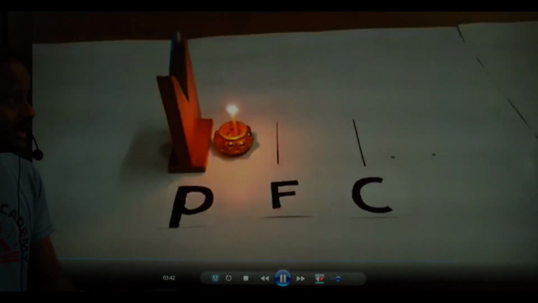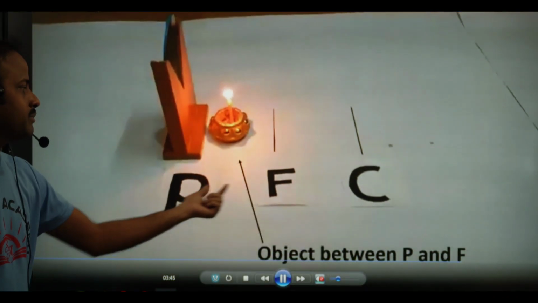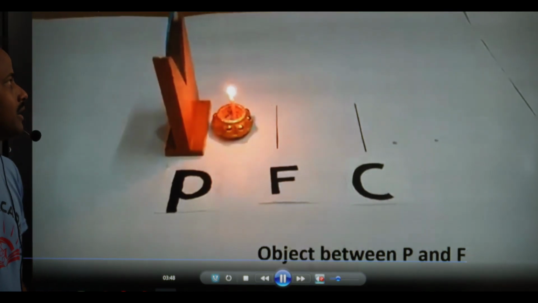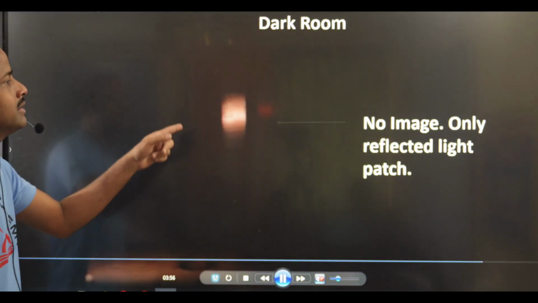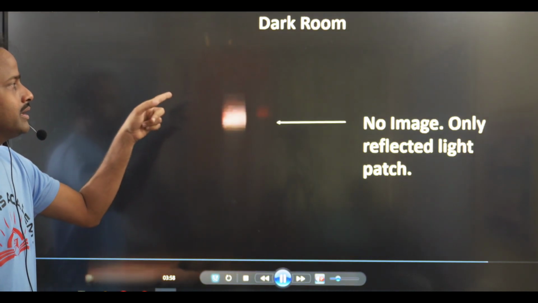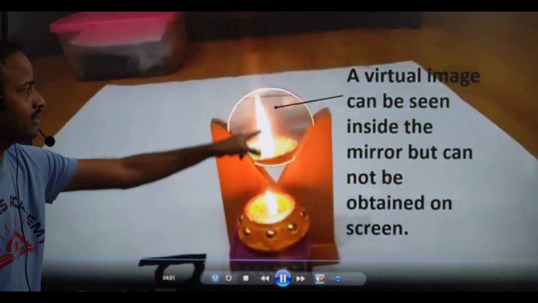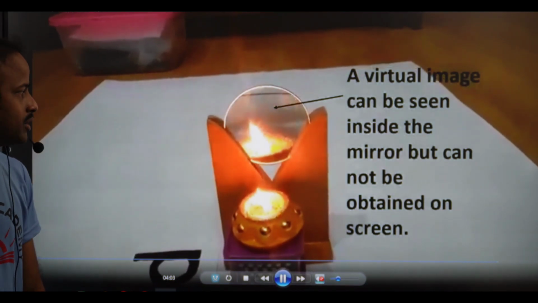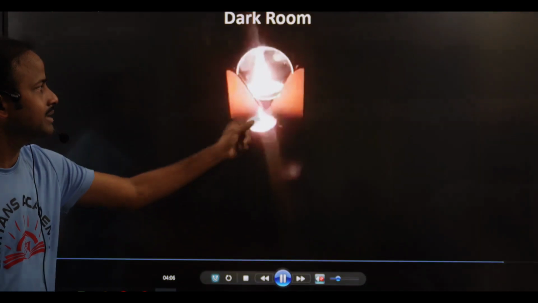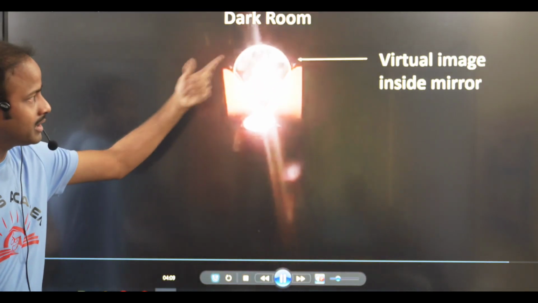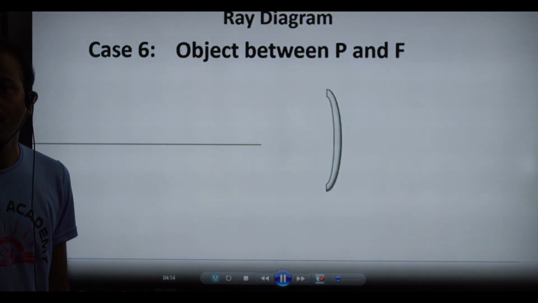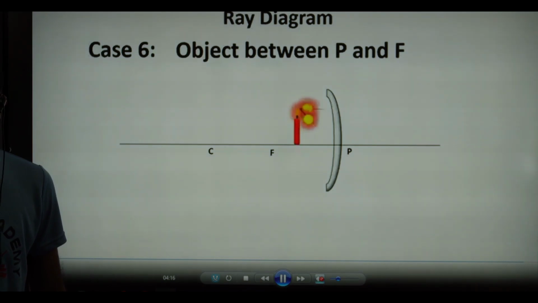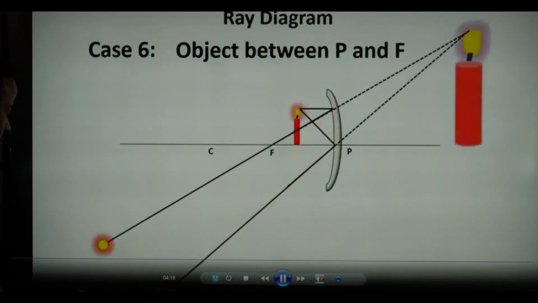When you keep the object very near to the convex lens, between P and F, then you will get the image behind the mirror. Behind the mirror means inside the mirror. No image is obtained on a screen in this case. You will get the reflected light image only in the mirror. Behind the mirror you will get an enlarged image. You will see it in the mirror, not outside the mirror. We call this type of image a virtual image. What type of image is it? Virtual image, right? Is it clear?